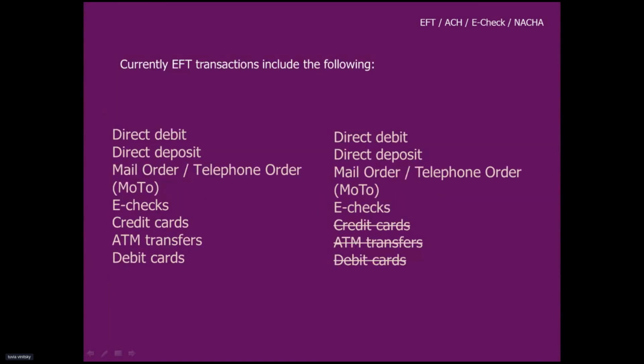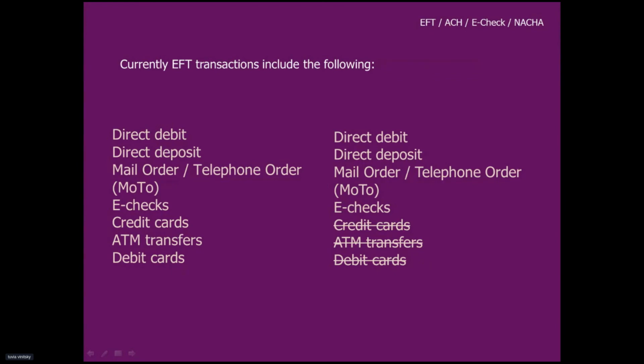EFT transactions include the following: direct debit, direct deposit, mail order, telephone order, e-checks, credit cards, ATM transfers, and debit cards. Now, guess what? We've discussed credit cards. In the last two, we can't do ATM transfers and debit cards. So that leaves us with four things: direct debit, direct deposit, mail order or telephone order, which is when you call in your credit card, and e-checks. Guess what? They're all the same thing.